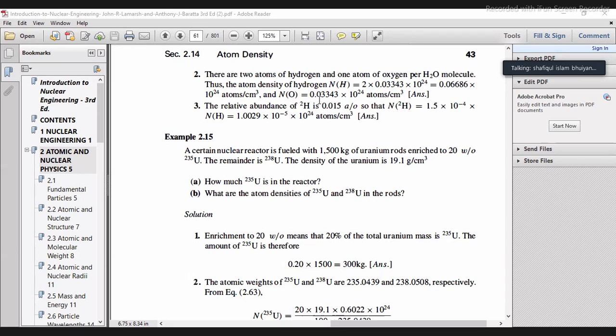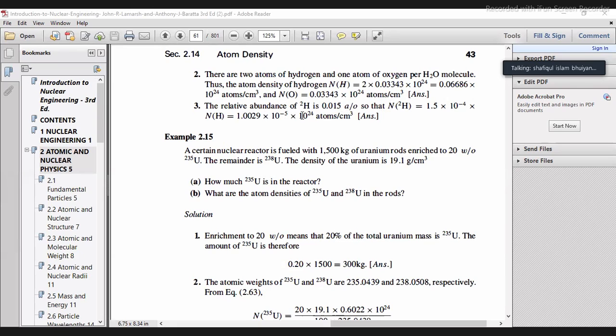And for oxygen, we have 0.03343 as the molecular density. Similarly, you get the number of oxygen as 0.03343, because it has only one atom, so you multiply it by one. So this is the atoms per centimeter cube of water at normal temperature. Actually, the relative abundance of hydrogen.